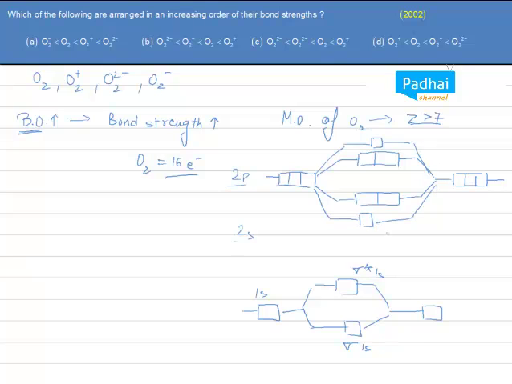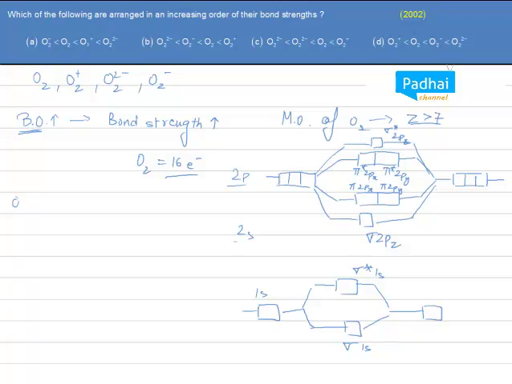This will basically be the diagram. This is sigma 2pz. This is pi 2px. This is pi 2py. This will be pi star 2px, this will be pi star 2py, and this will be sigma star 2pz. So this is basically the diagram.